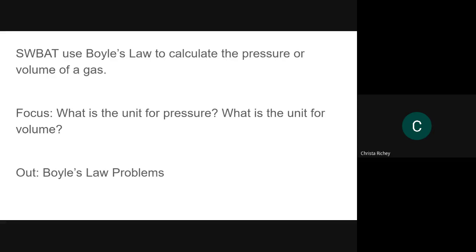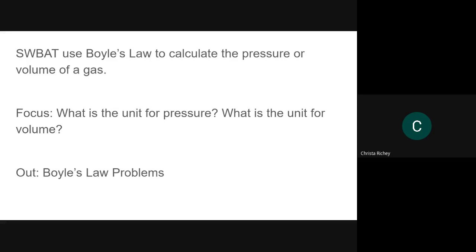The volume units are easy. It's normally one of 2 things. What are the 2 units for volume of a gas? They're related to each other. There's 2 common ones that you're going to see for gas. Liters and milliliters. Okay, they're the 2 most common ones.